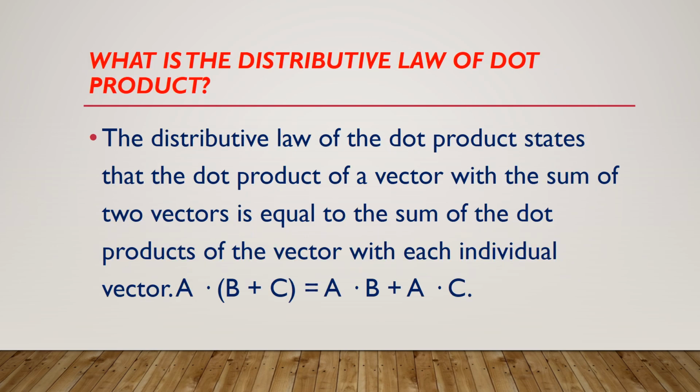What is the distributive law of dot product? The distributive law of dot product states that the dot product of a vector with the sum of two vectors is equal to the sum of the dot product of the vector with each individual vector. A dot B plus C is equal to A dot B plus A dot C.